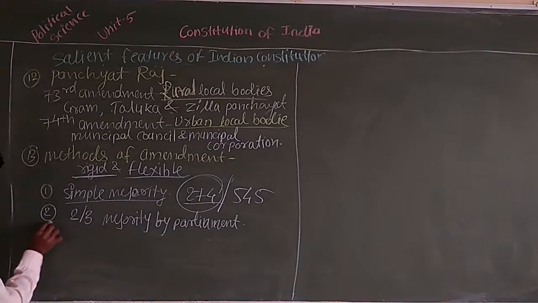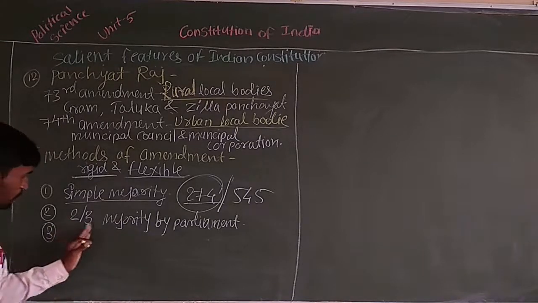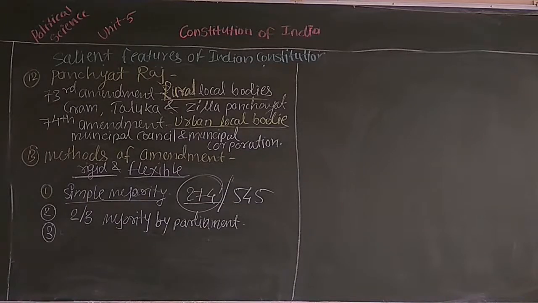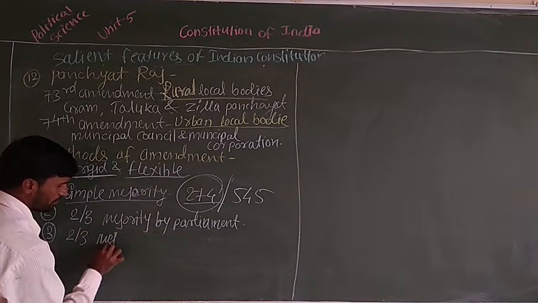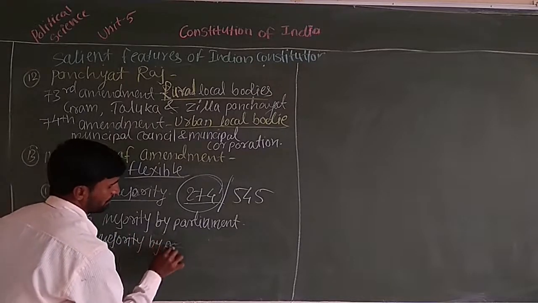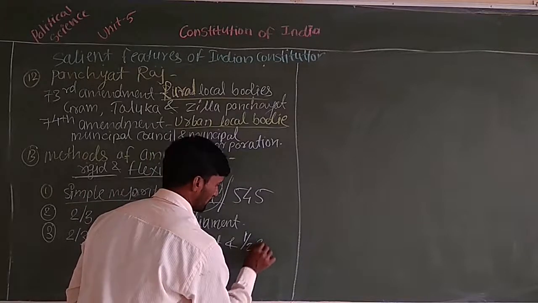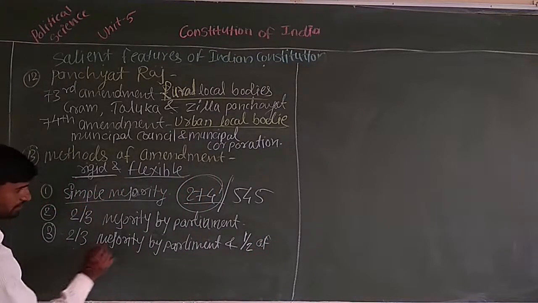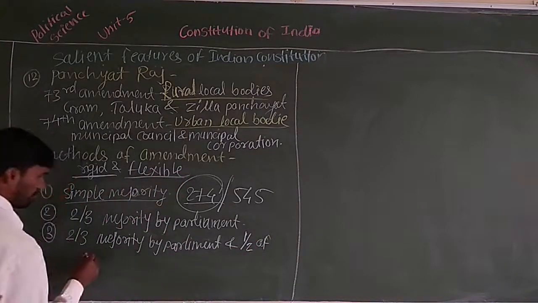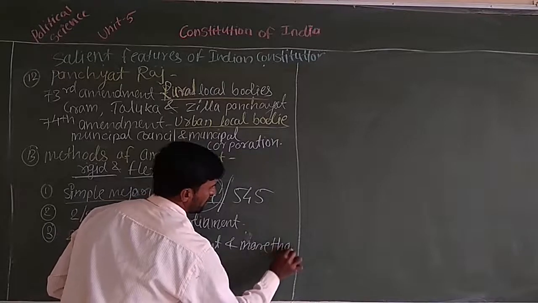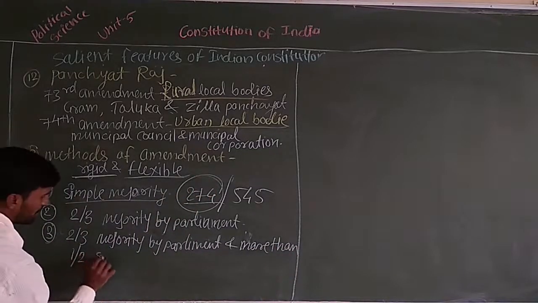Okay, the third amendment procedure, or third method: 2/3 majority of the parliament, along with that, the state legislature also has to provide more than 1/2 part of the state legislature. 2/3 majority by parliament, and more than 1/2 part of the state legislature.